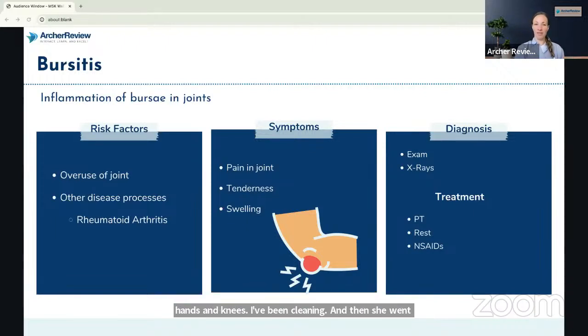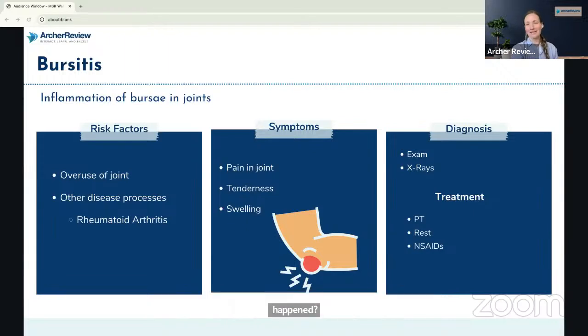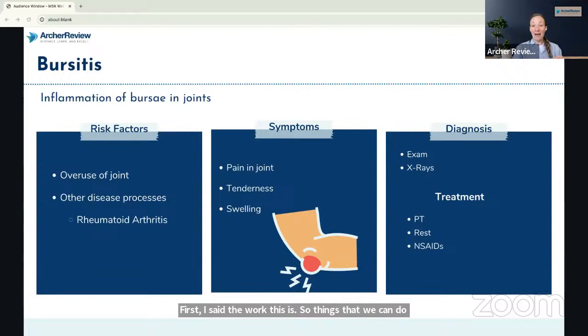And so we talk about her day, the previous day, and sure enough, she was cleaning the floors and had a nice bursitis. I think that might actually be in an exam book or in a book somewhere that I read, and it presented, and it was like, "Oh, okay, bursitis. I know what this is." So things that we can do to treat this: PT, rest, and NSAIDs. Usually, it just goes away on its own.